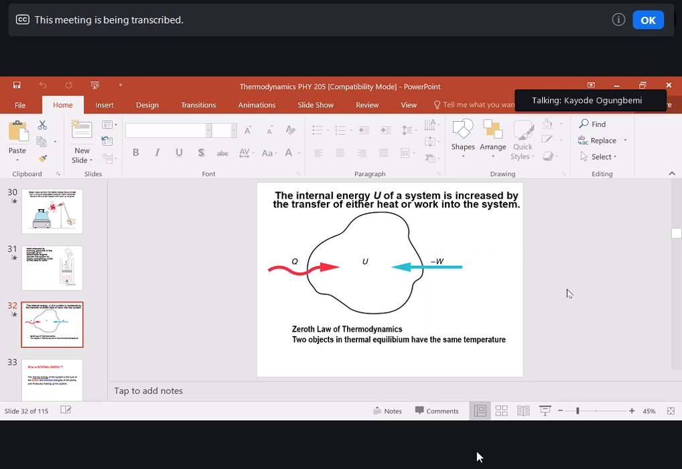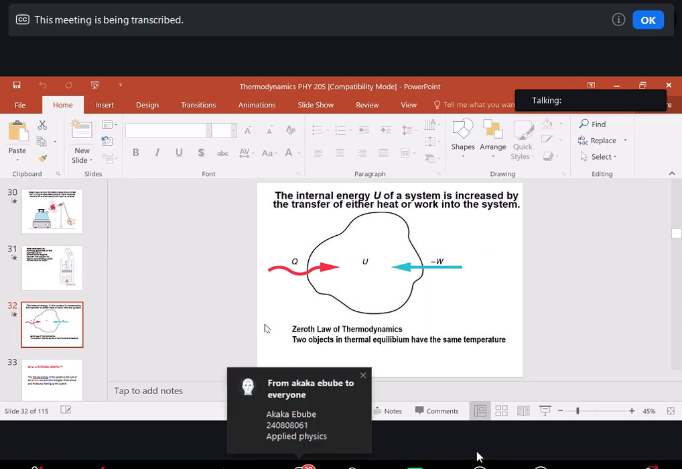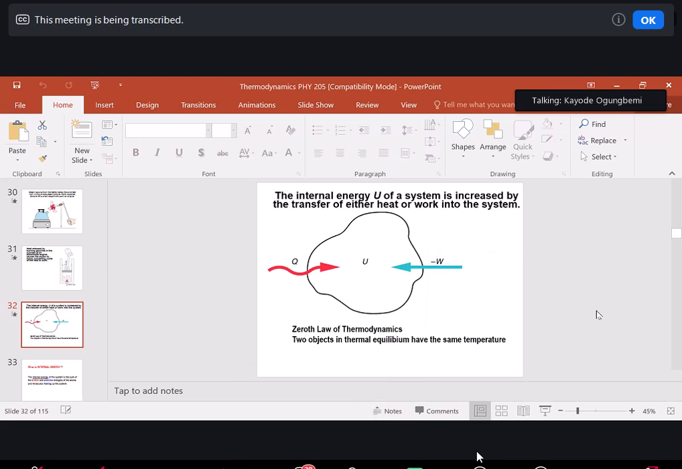How about the zeroth law of thermodynamics? Two objects in thermal equilibrium have the same temperature. That's another way of stating it. Two objects in thermal equilibrium have the same temperature. That is the zeroth law, okay?